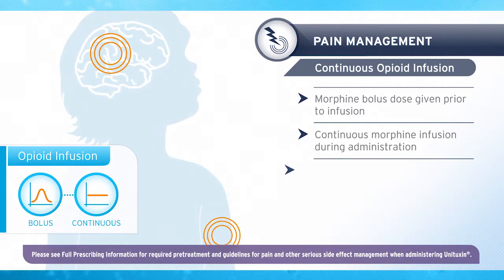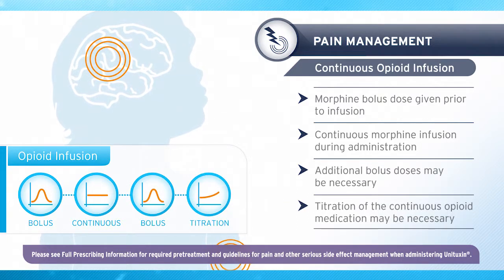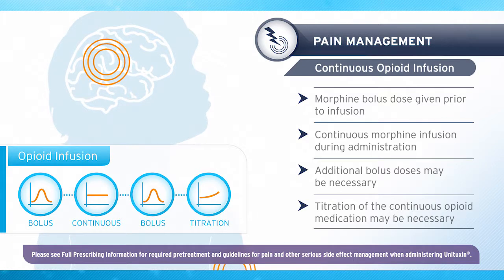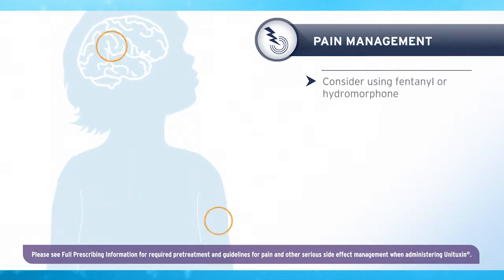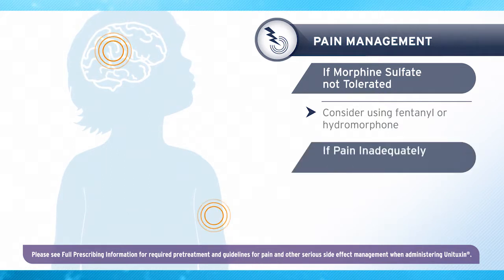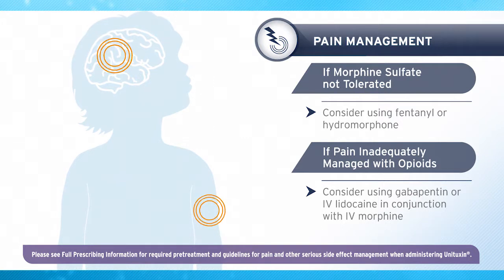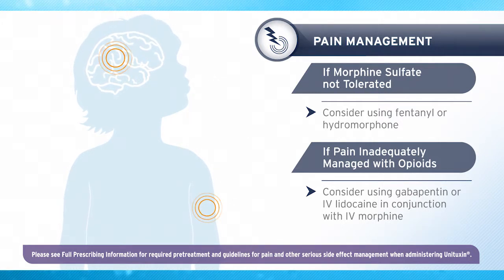Pain may be difficult to control, and additional bolus doses as well as titration of the continuous opioid medication will likely be necessary. Consider using fentanyl or hydromorphone if morphine sulfate is not tolerated. If pain is inadequately managed with opioids, consider using gabapentin or IV lidocaine in conjunction with IV morphine.